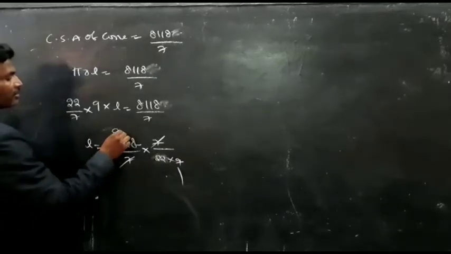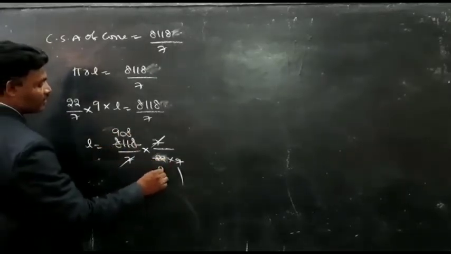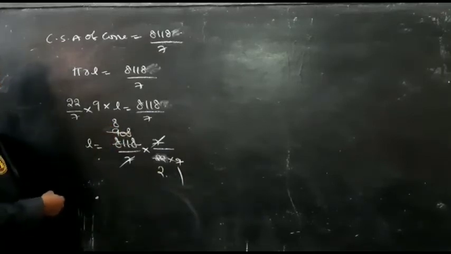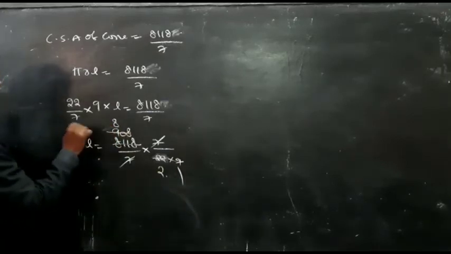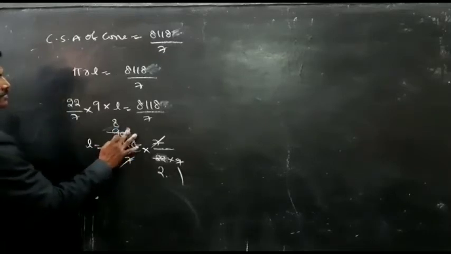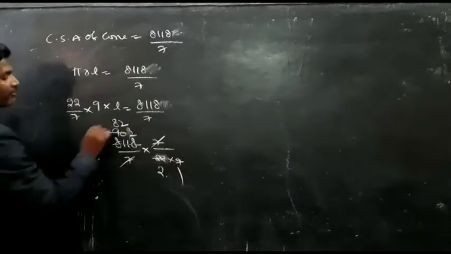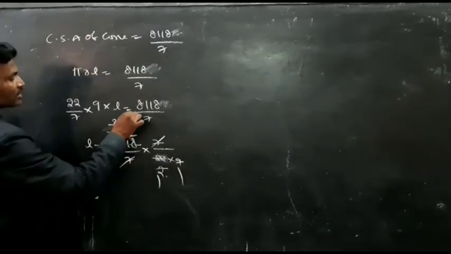9 9s are 81. 11 2s are 22. 11 8s are 88. Remaining 11 8s are 88, remaining 22. 11 2s are 22.